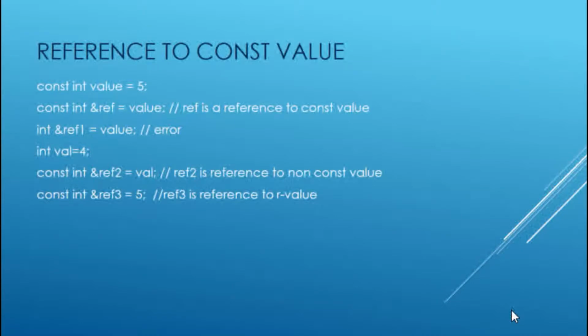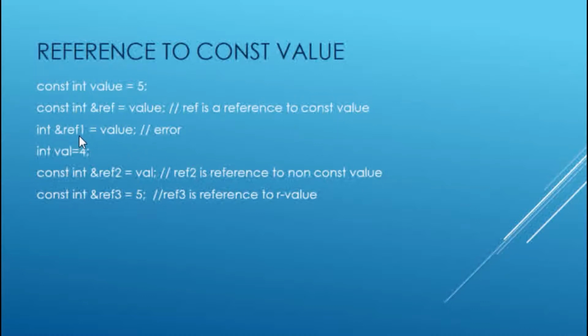Let us see what are references to constant values. It is done by declaring a reference using the const keyword. Like we have declared a constant variable value equal to 5, and a constant reference ref which is pointing to that value. A reference to a constant value is often called a constant reference for short. It means we can only declare a constant reference to a constant value. A non-constant reference to a constant value will give an error.